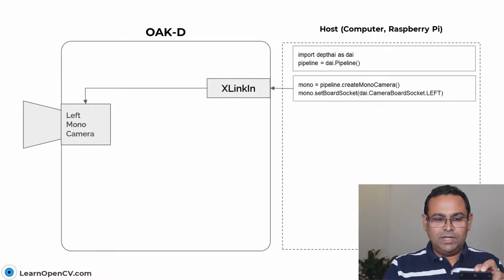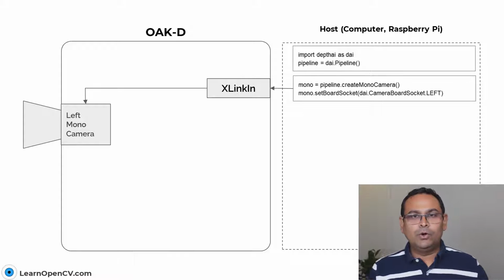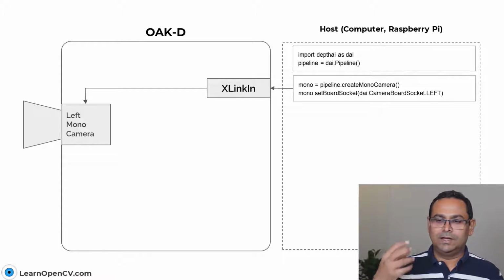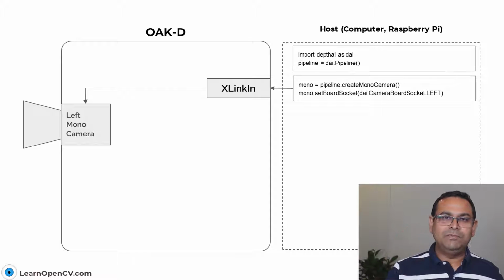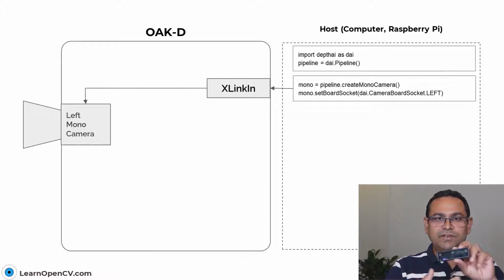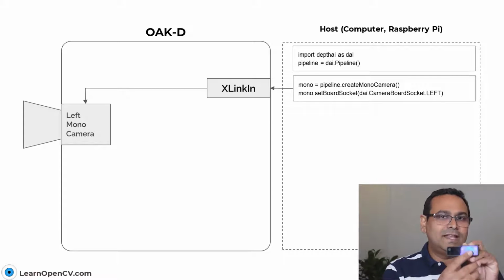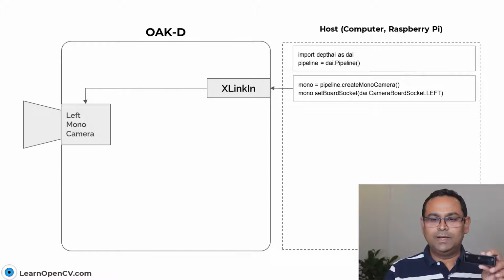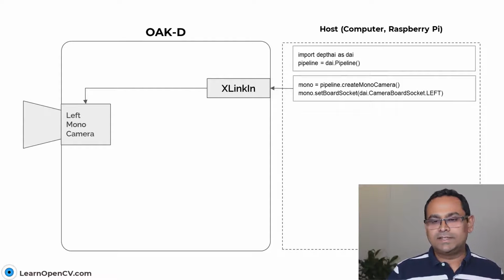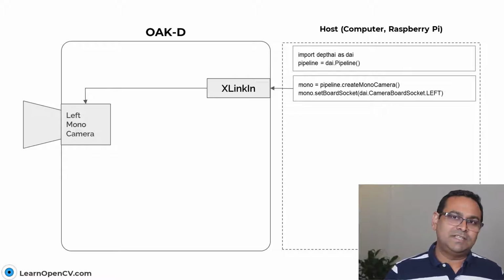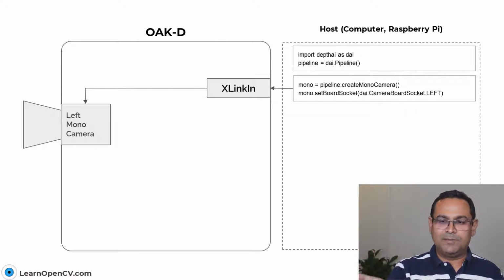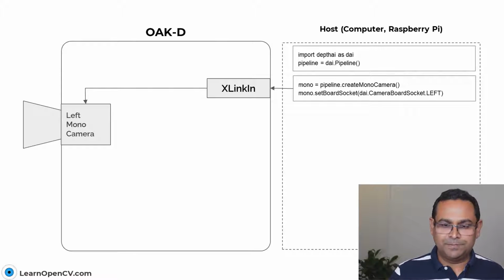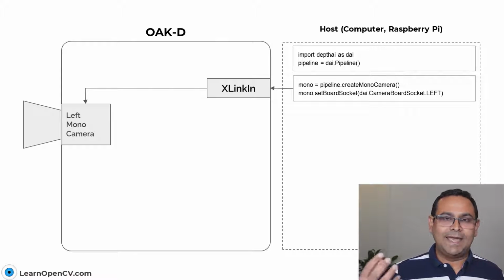So next we go and specify that this node that we have created is the left camera. And the way to do it is to say mono.setBoardSocket, and then we specify that it is the left camera using that expression. Now, internally what it does is create something called an XLinkIn node.